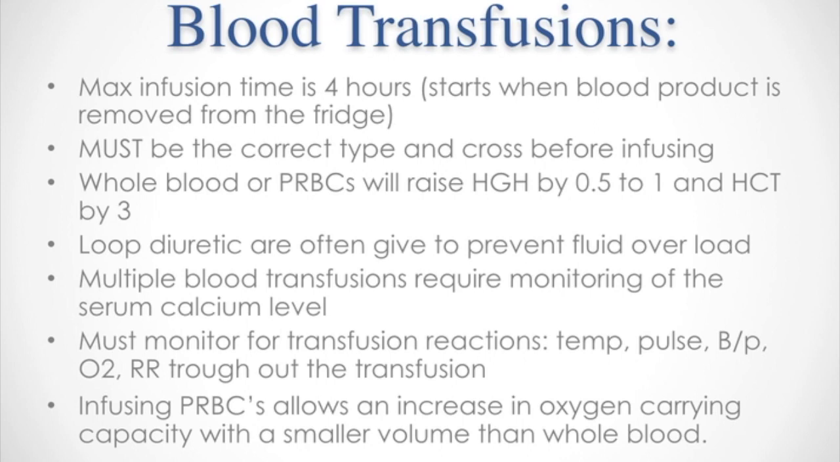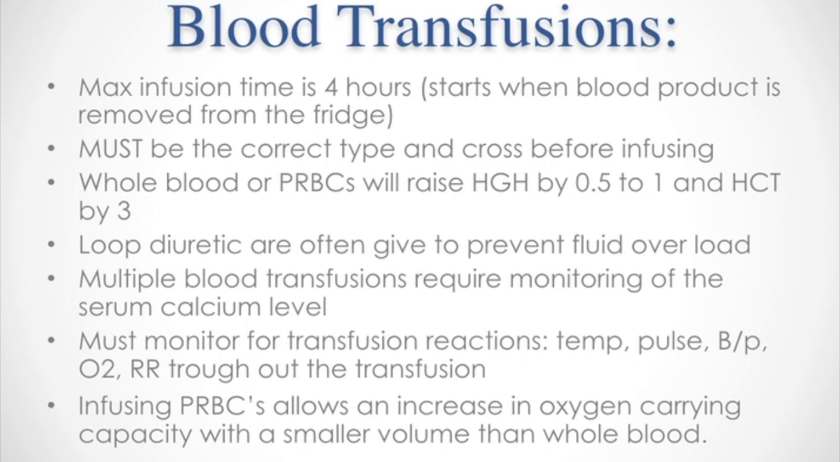We must have the correct blood type and cross before infusing. Know that whole blood or packed red blood cells will raise hemoglobin by 0.5 point to a point and hematocrit by 3 points. Many times we give loop diuretics with blood transfusions to help prevent fluid overload because each unit is anywhere from 350 to 500 milliliters of fluid. With multiple blood transfusions, we need to monitor serum calcium levels because they can go outside of the normal range. And we also must monitor for transfusion reactions.